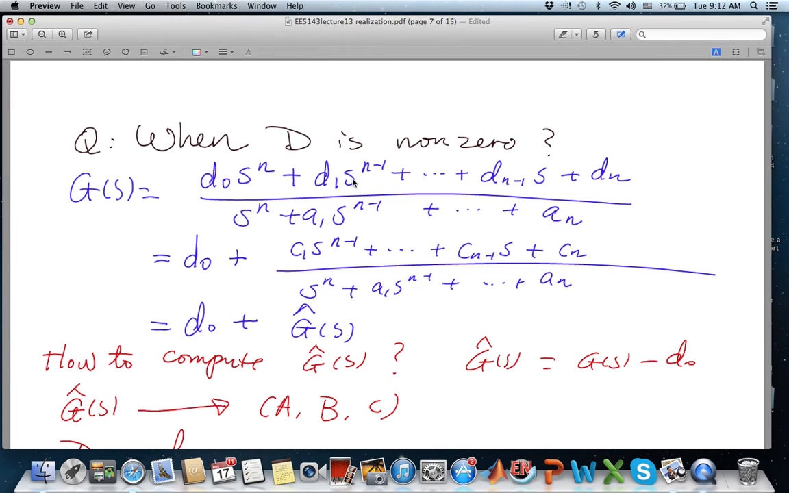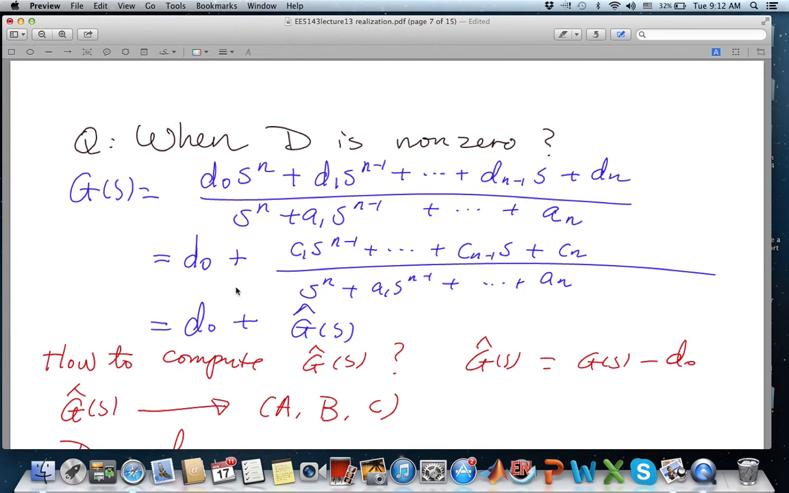And when you do the polynomial division, which we showed at the beginning of the semester, you can see here we'll have d0 come out, and the denominator won't change, but the parameters of the numerator will be changed. You will have c1 s to the power of n minus 1 until cn come out as the parameters of the numerator.